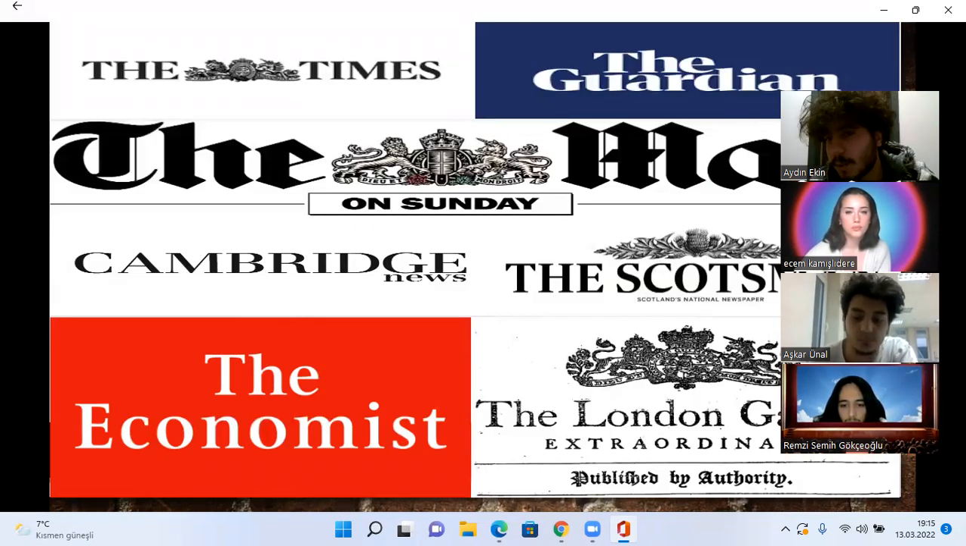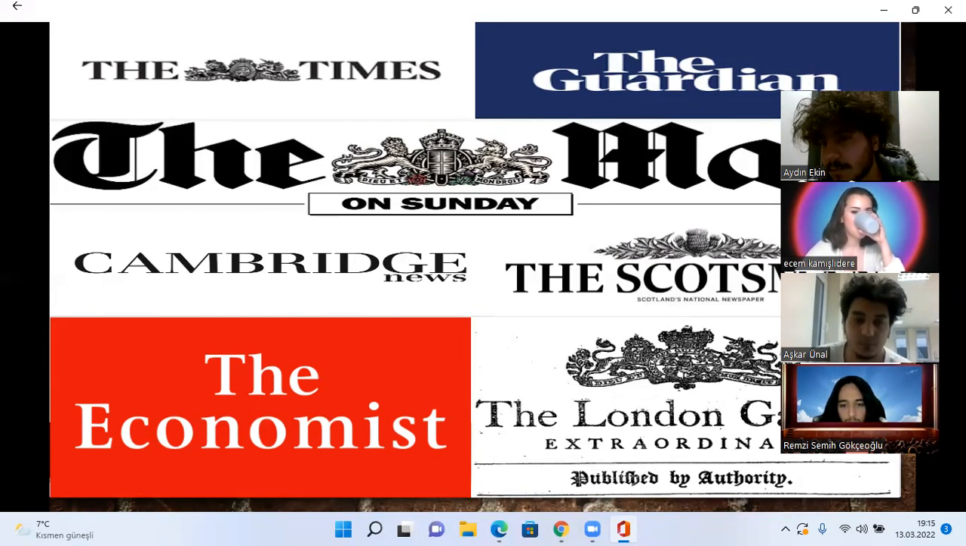So the Times, you know what the Times means. And the Guardian, do you know what the Guardian means? Yes, a guardian is a person who protects somewhere. Yes, that's right. And the Mail on Sunday, it's very clear, as you know. And Cambridge News. So what do you think Cambridge means here? Cambridge as in the place. Yeah, of course, the place from the UK.